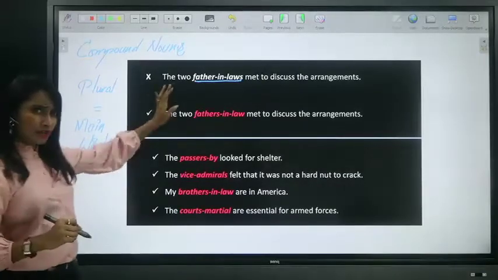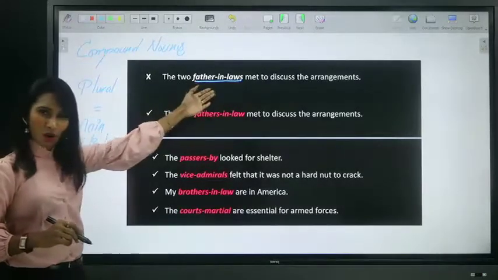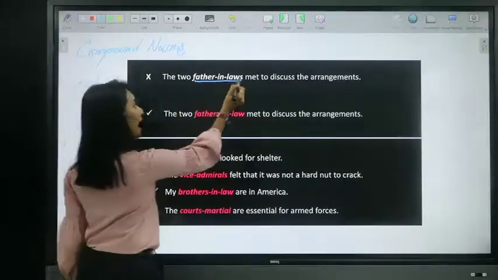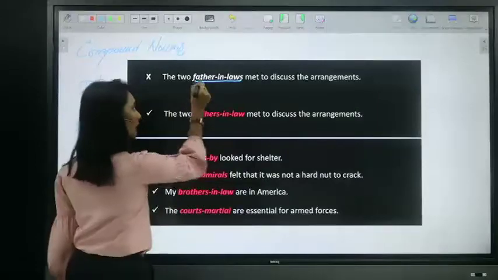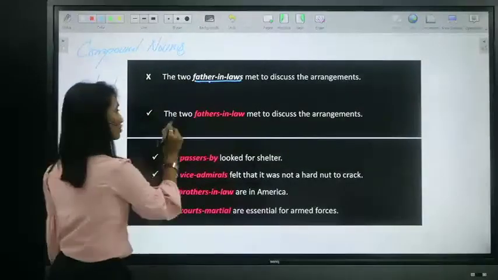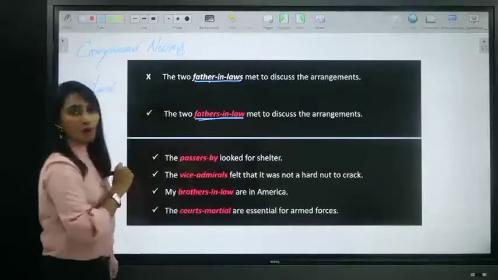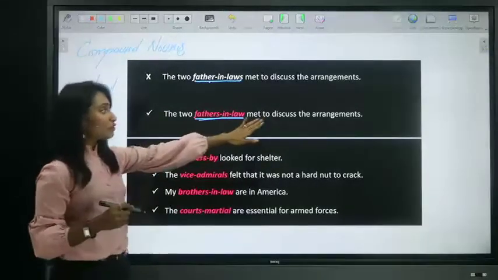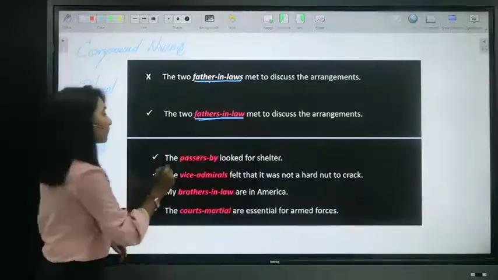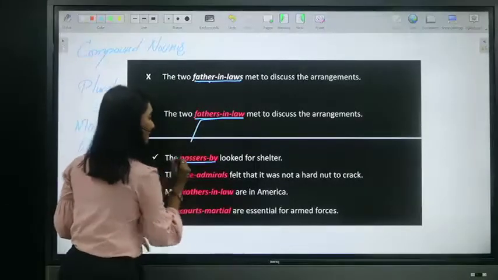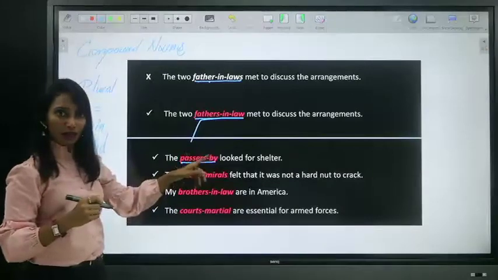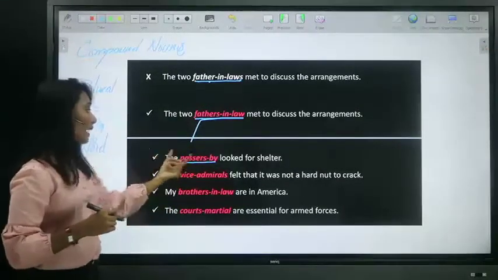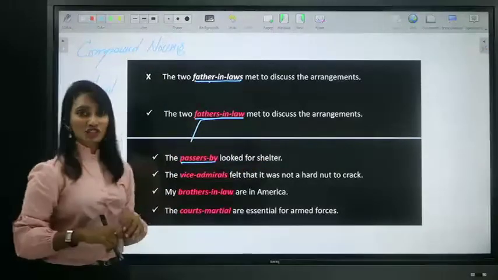What is the main word in father-in-law? Is it law or father? No doubt it is father. So we cannot add S to law. We have to add S to father. So the two fathers-in-law met to discuss the arrangements, because for a compound noun we have to pluralize the main word. The passers-by. Here, passer is the main word, not by. You cannot say passer-bys, sir. It should be passers-by. The passers-by looked for shelter.